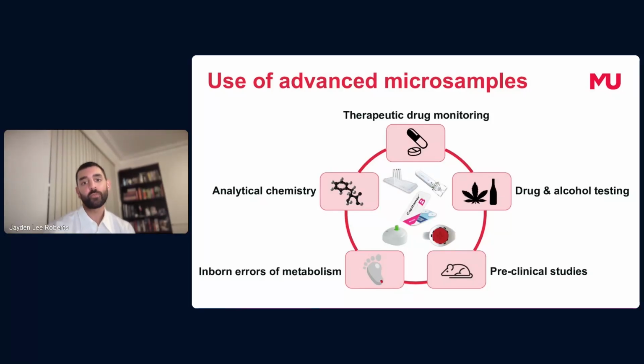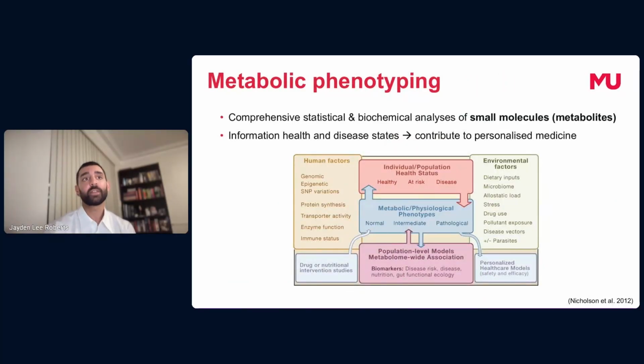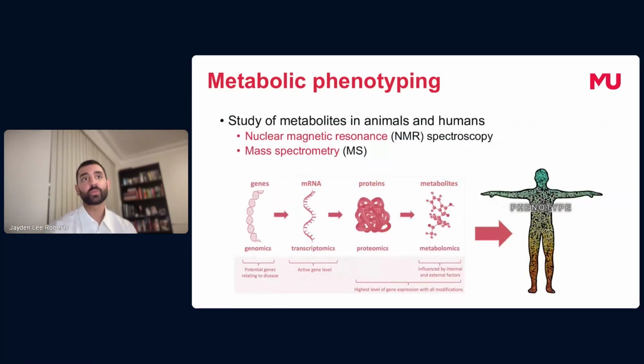However, the focus of my research was looking at expanding the scope of these devices in the field of metabolic phenotyping. And this represents an area of research which is focused on the comprehensive biochemical and statistical analysis of small molecules or metabolites within biological samples. These metabolites can provide a dynamic readout of an individual's physiological state and can reflect both genetic influences and environmental exposures. The reason for this is that metabolites are the closest molecules to the phenotype due to their being more downstream of other biomolecules represented in the omics cascade I've included here.